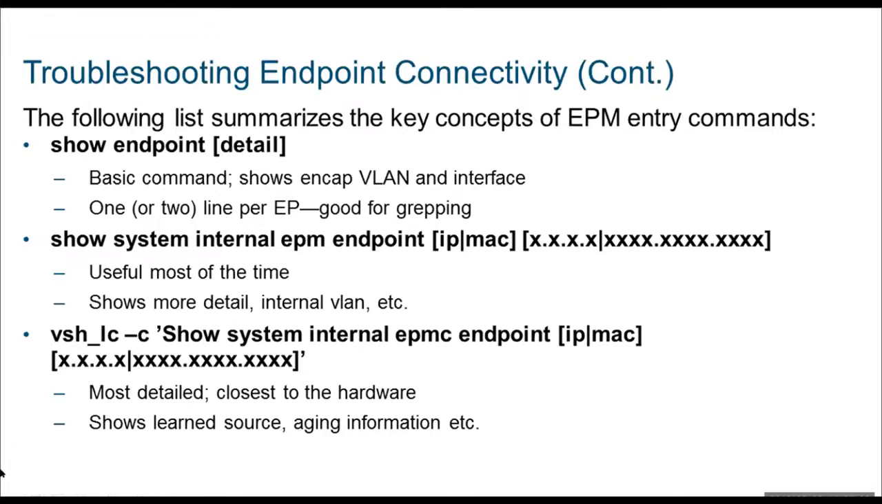Default intervals. Remote endpoints are aged out in 5 minutes. Idle remote endpoints are aged out in 5 minutes. So that's the default aging timer. Local endpoints are typically aged out in 15 minutes, but it doesn't age them out like the remote ones.